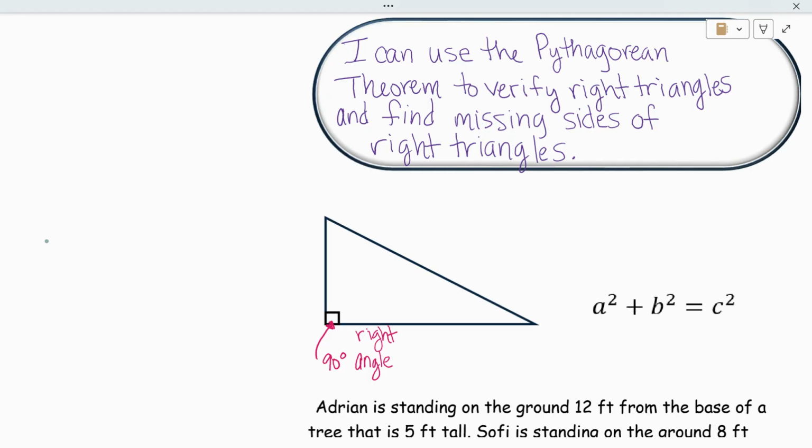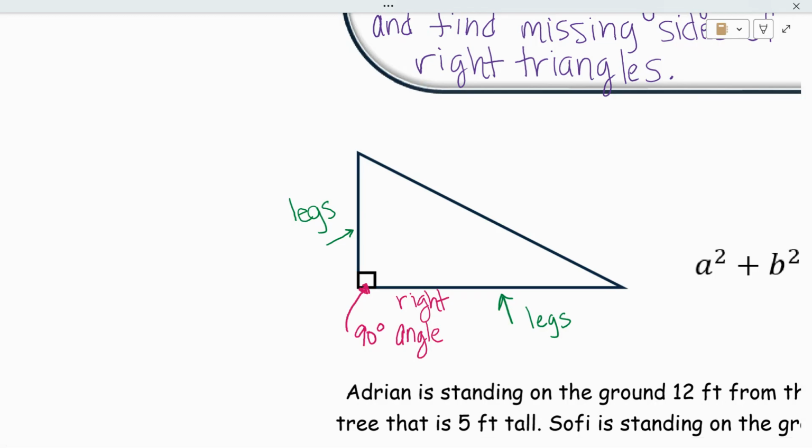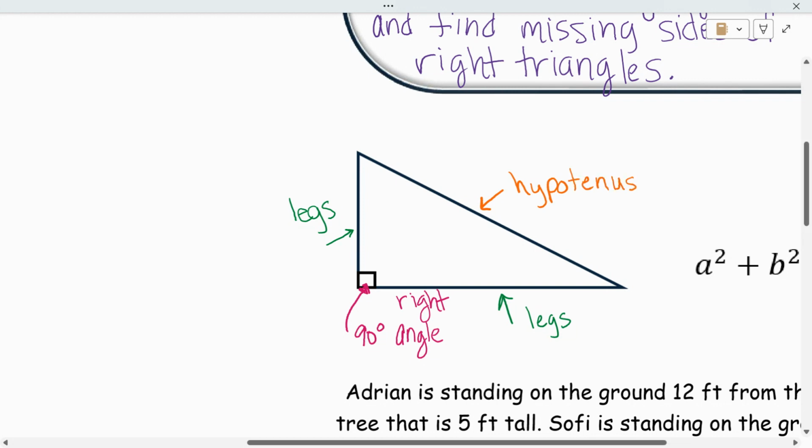When we think about a right triangle, we name the pieces. The two sides of the right triangle that make the right angle are called the legs. So this is a leg, and this is a leg. Those two sides come together to form the right angle. What about the side that's opposite the right angle? Do you guys know what that's called? It begins with an H. Hypotenuse. Have you guys heard that before? Yeah, it's the hypotenuse.